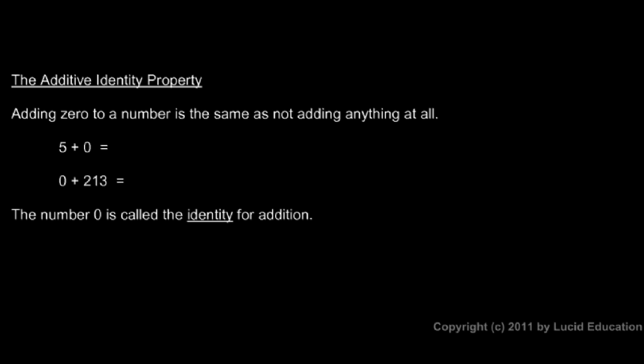Now, just to be complete, most textbooks also throw this in. Adding 0 to a number is the same as not adding anything at all. So 5 plus 0 is 5, or 0 plus 213 would be 213. Hopefully you knew that already, and hopefully you see that as so obvious that it's hardly even worth stating. But just to be complete, we show it here, and we point out that the number 0 is called the identity for addition, and that the fact that adding 0 to a number doesn't change anything is called the additive identity property. Again, it's so simple that we won't spend any more time on it, but just to be thorough, that's something that you should have seen.